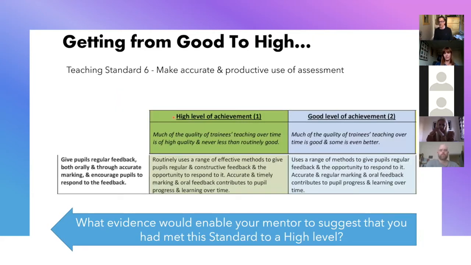Then, this was what I was going to ask you to do, so I might just stop talking and get you to read that. What evidence would enable your mentor to suggest that you've actually met that same standard, but to a high level? Look at the differences between the statements. I'm going to shut up for a few moments and ask you to think about what the difference might be. So it's the standard that we've just been talking about, but we're looking at going from good to high now.